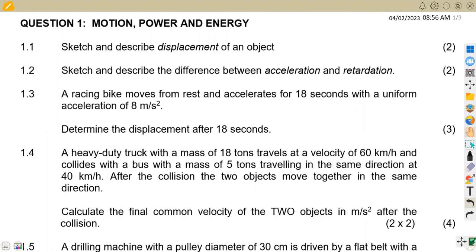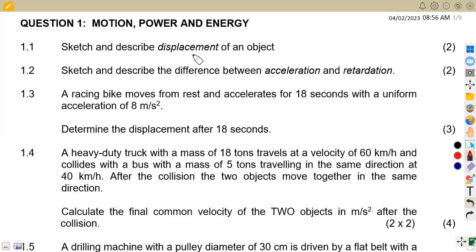In this case, we have a person on Engineering Science N3 for Motion, Power, and Energy. So we are going to quickly rush through these typical questions from the question paper of August 2015. Without wasting much time, we are given the first part, 1.1, to sketch and describe displacement of an object.